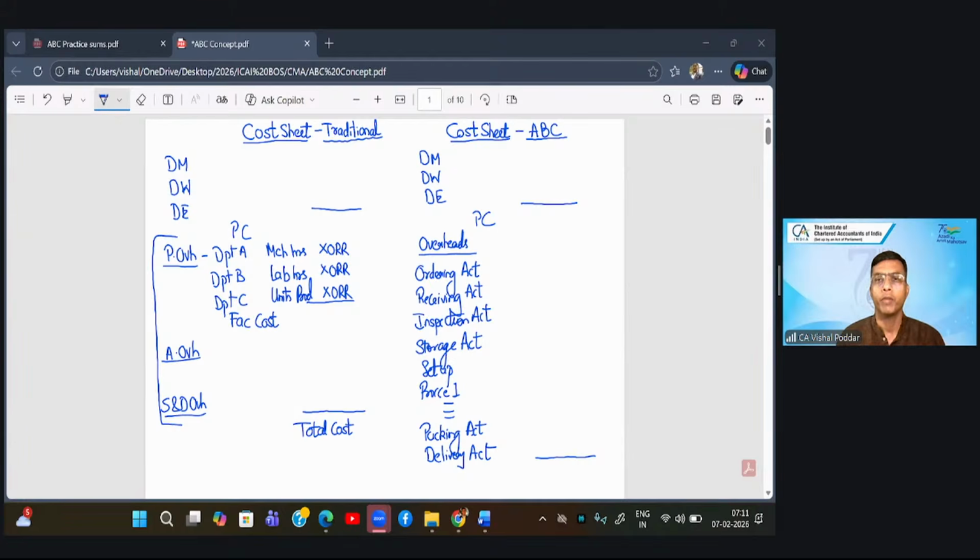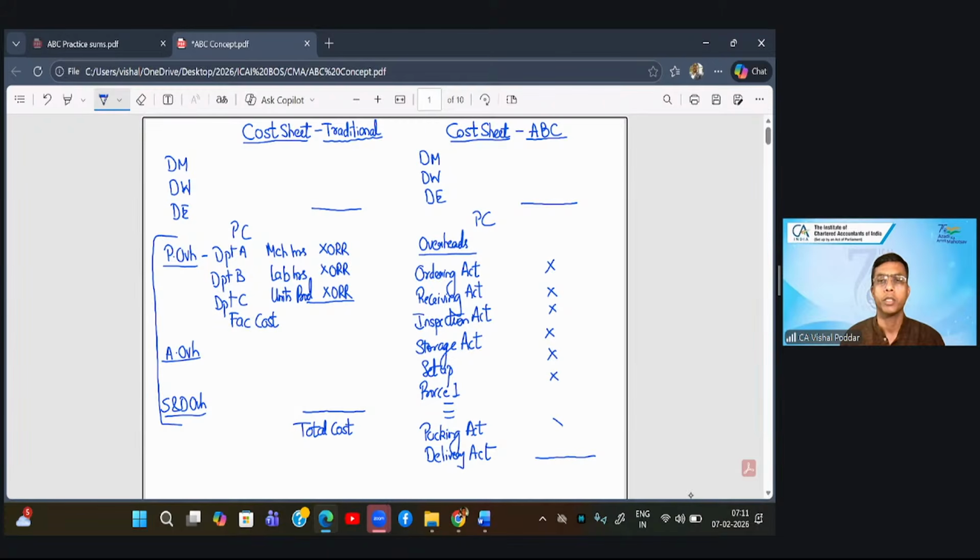So I'm continuing my previous topic example so that it is connected. However, when we will be charging overheads under the new system, as the name suggests, instead of department, we will now be dividing our overheads into activities. So earlier we were dividing it into departments, now we are dividing it into activities, and we will be calculating ORR for each activity separately. Interestingly, here it will not be called ORR, it will be called something else. But just to explain the concept, I'm using the word ORR.